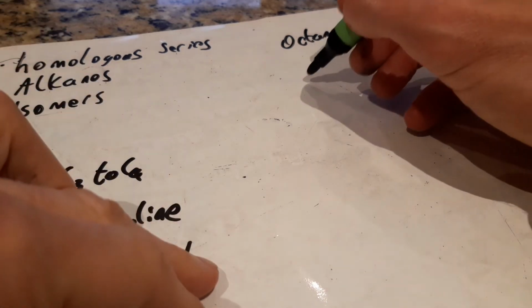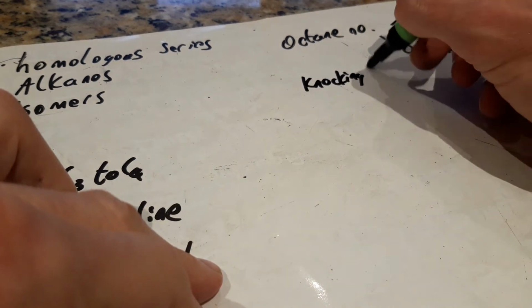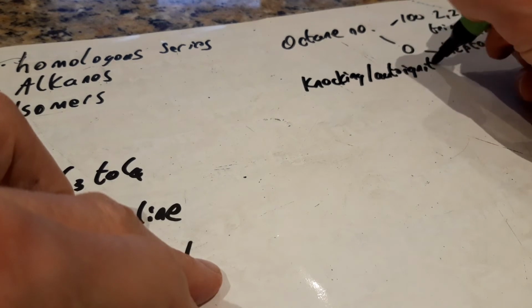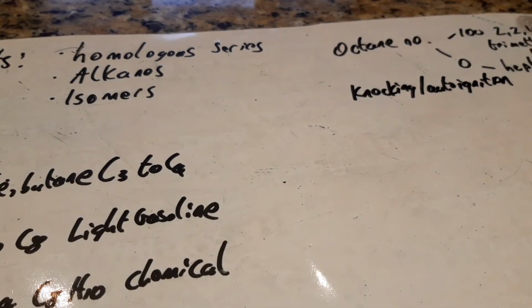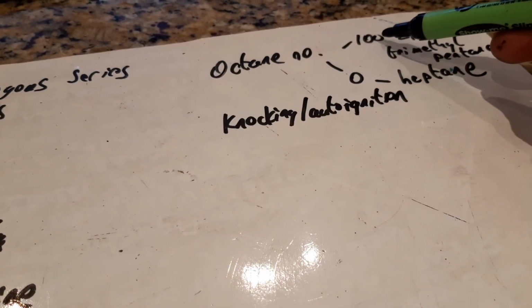And the whole point here is we want to avoid something called knocking. Knocking, or sometimes called auto-ignition, is where things explode in the engine and make it splutter, basically, and it doesn't burn smoothly. So we can now measure the fuel, and we can know whether it's a very good fuel, close to 100 octane number, or whether it's not a good fuel, close to 0.